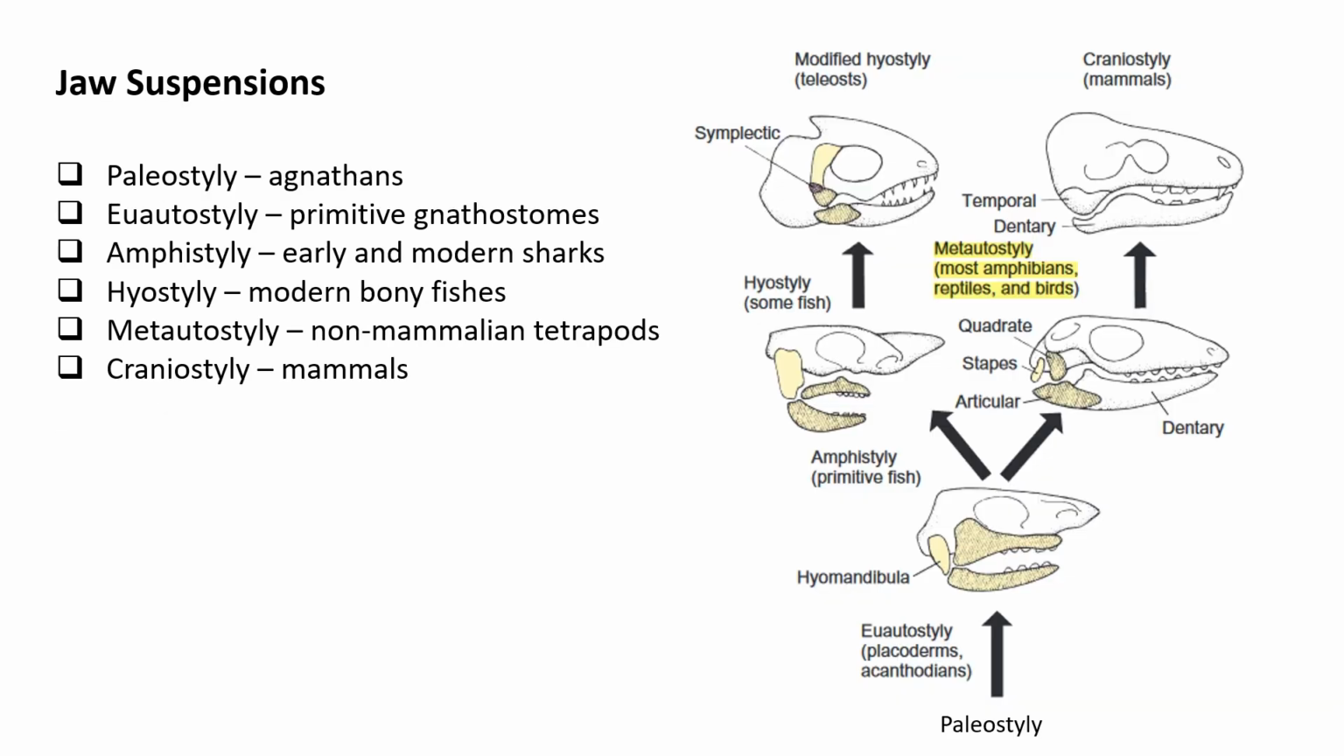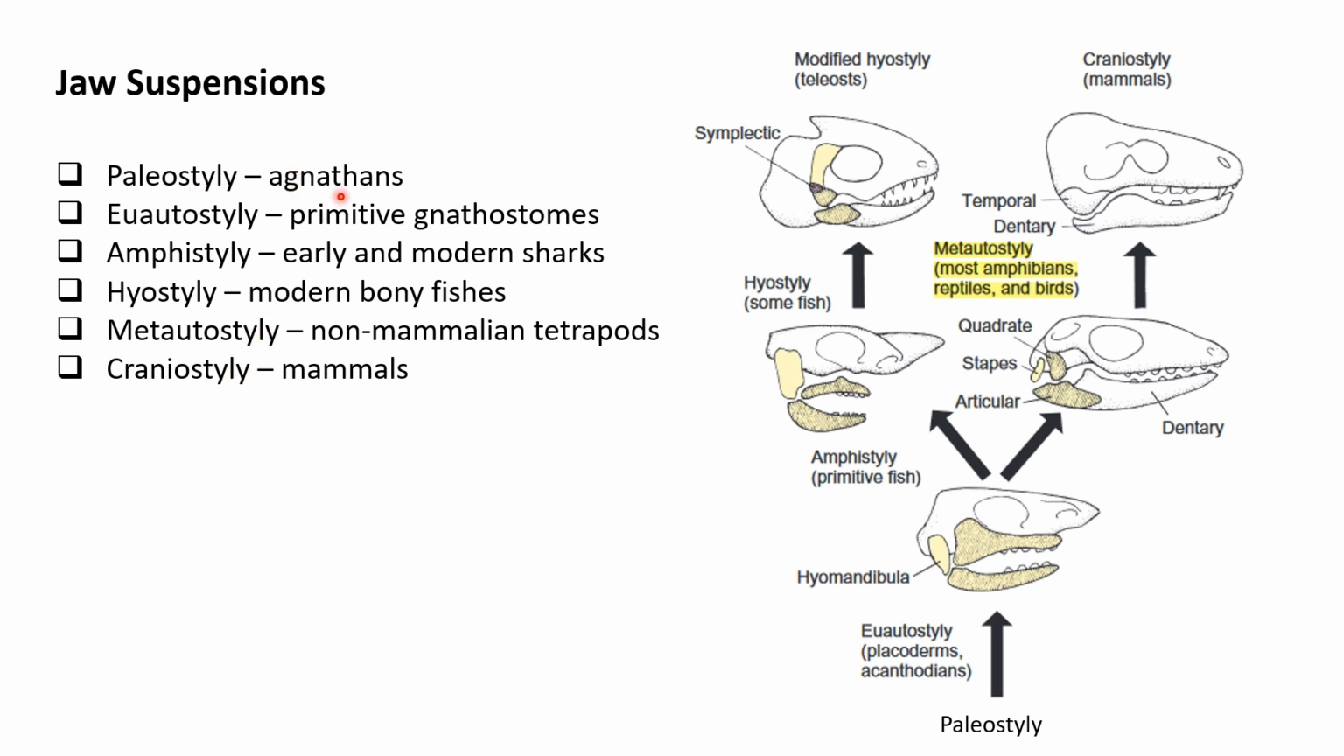Let's talk about jaw suspensions. The suspensorium of a vertebrate is the apparatus by which the jaws are suspended onto the skull. And this has changed significantly throughout vertebrate evolution due to the remodeling of some skull bones. So Kardong provides 6 types of jaw suspensions.